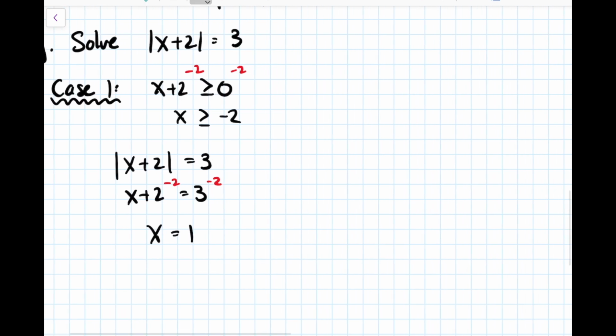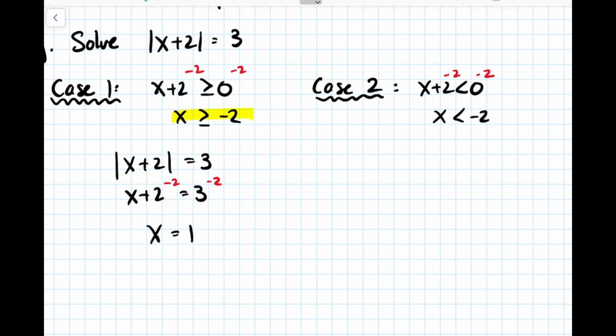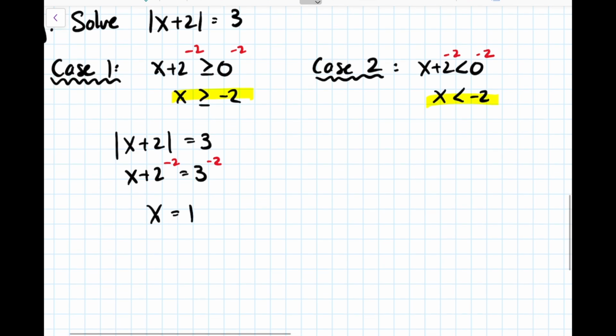Then we do case 2. Remember, case 2 happens when whatever is inside the absolute value is less than 0. So I'm going to subtract 2 on both sides, and I'm going to get x is less than -2. Notice how those two things are basically the same, just one's greater than, one's less than. That's always going to be how it is, so you don't actually have to go through the solving process twice. Just use the same thing, just flip the sign.